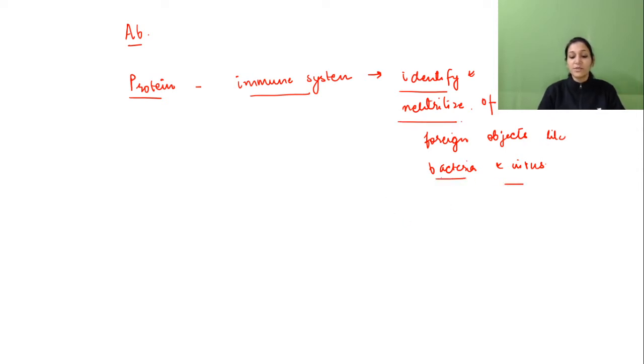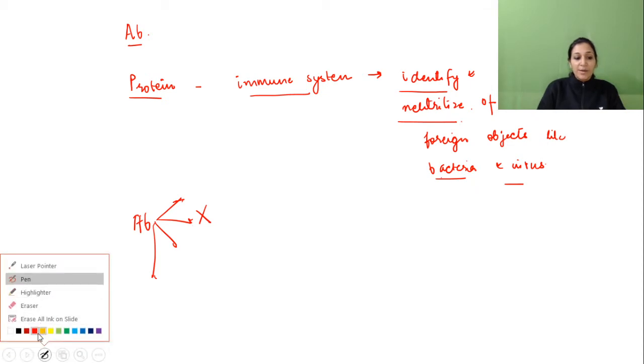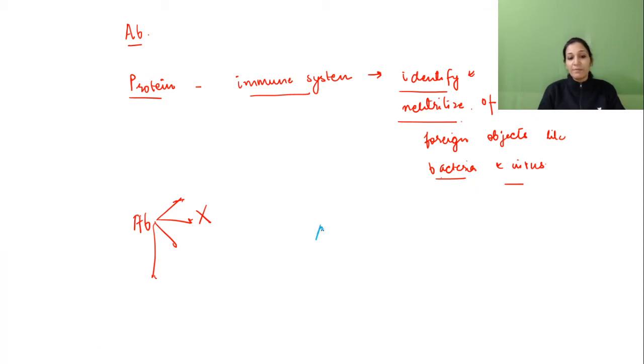Each antibody will recognize a specific antigen which is unique to the target. So if we are saying there is an antibody, this antibody cannot have multiple roles. It cannot go and attack two or three different kinds of foreign objects. No, that is not the case. But what is the case is that an antibody is specific to its target.